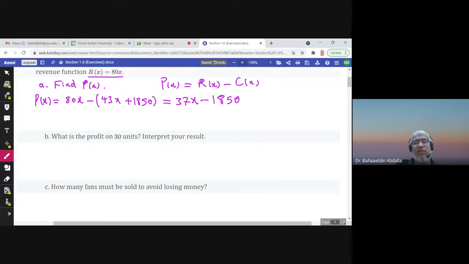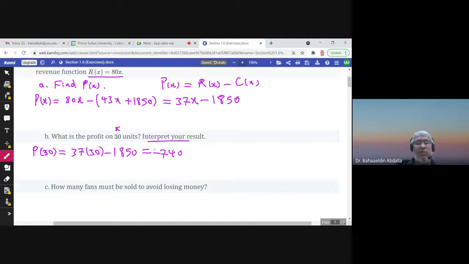What is the profit on 30 units? If the number of units is 30, we replace x by 30 in the profit function, and we get 37 times 30 minus 1850, and the answer is negative 740.